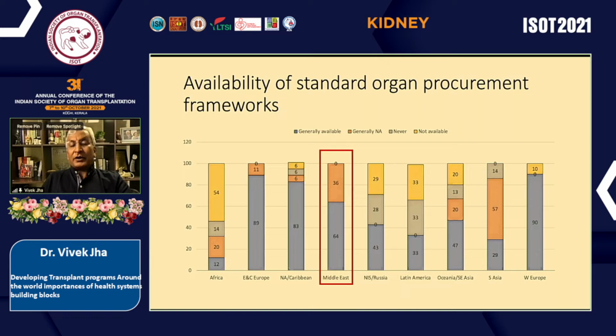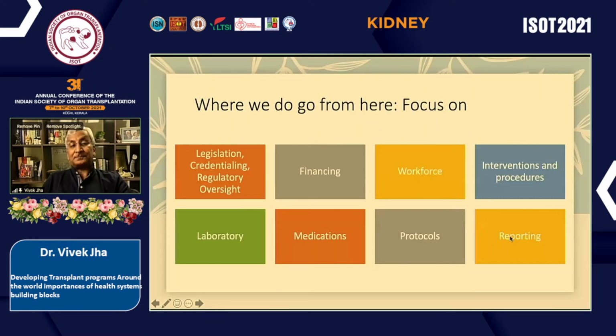Availability of standard organ procurement frameworks, again, variable in different parts of the world. Africa faring really poorly, and South Asia is not doing very well either, because most of these standard organ procurement frameworks are not available generally in many parts of South Asia.